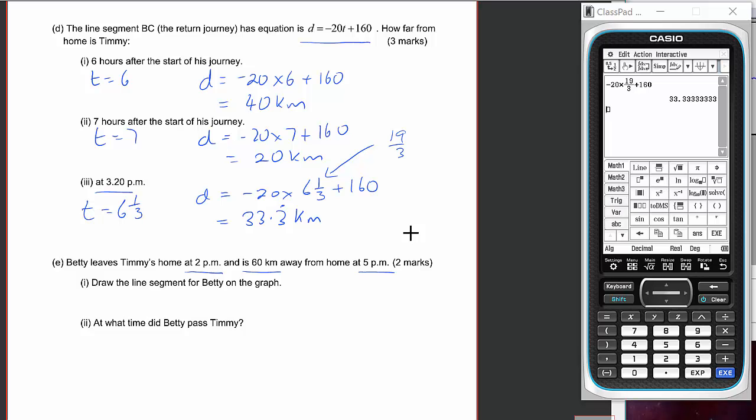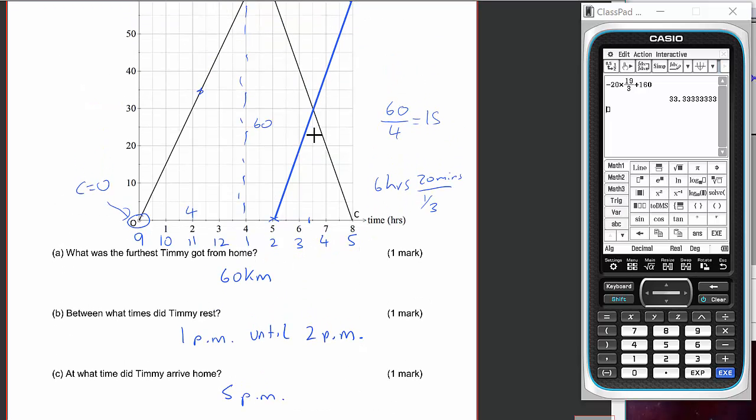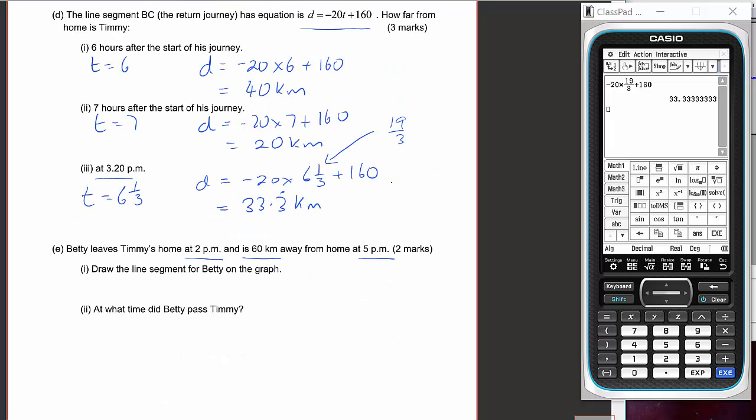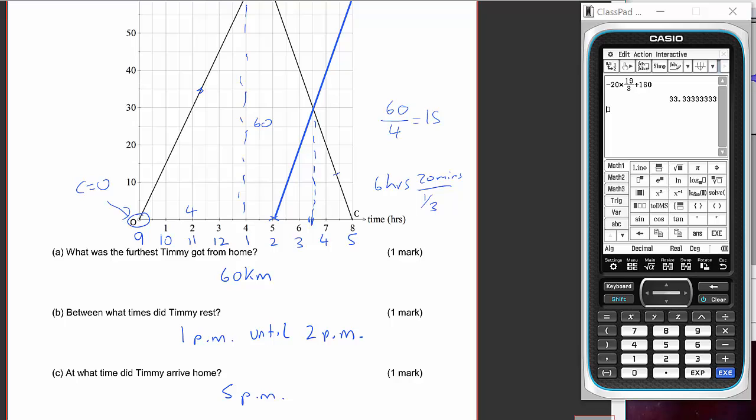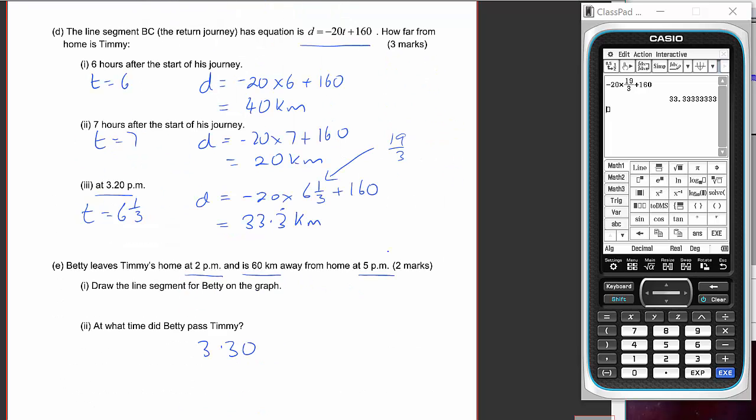And at what time did Betty pass Timmy? Well, we can probably get that from the graph. We can see that they cross just here. So that's 3:30. And of course, we could have done that using the equation of this line and the equation of this line as well and solved that exactly, but that's probably good enough.